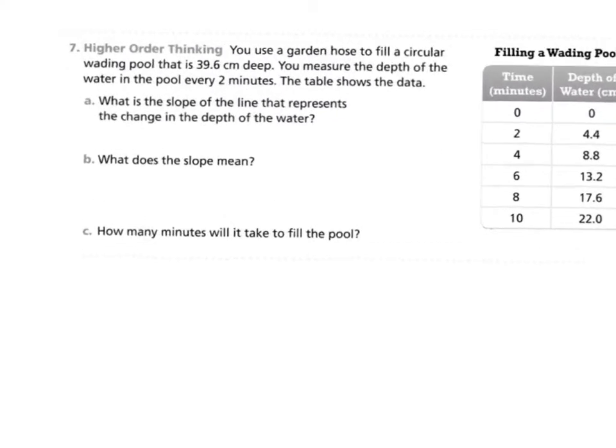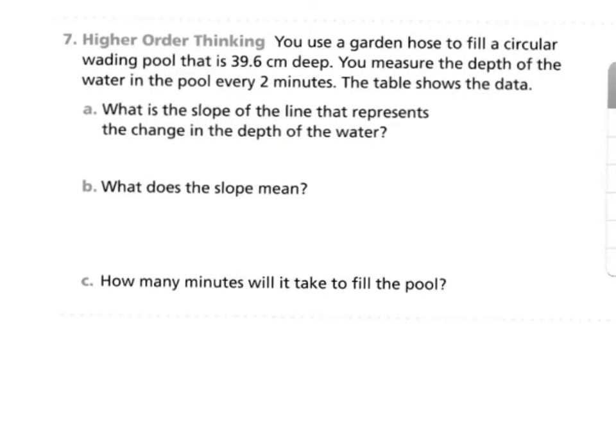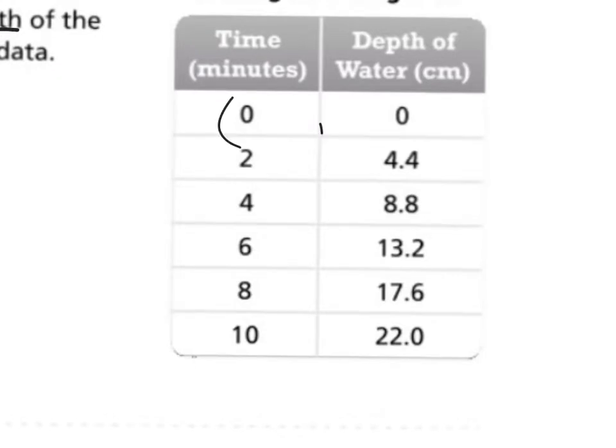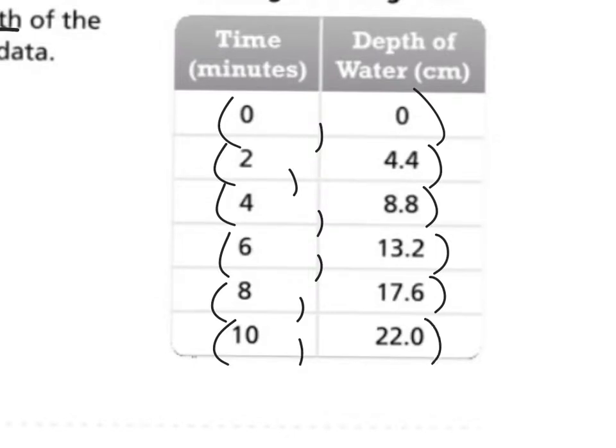Number 7 says we use a garden hose to fill a circular wading pool 39.6 centimeters deep. We measure the pool every 2 minutes. And the question is, what is the slope of the line that represents the change in the depth of the water? This time these are all like ordered pairs. That's like 0, 0, 2, 4.4, and so on. So really they've given us more than we need. We really only need 2 points to find the slope of the line. So we get to just pick out whichever ones we want.